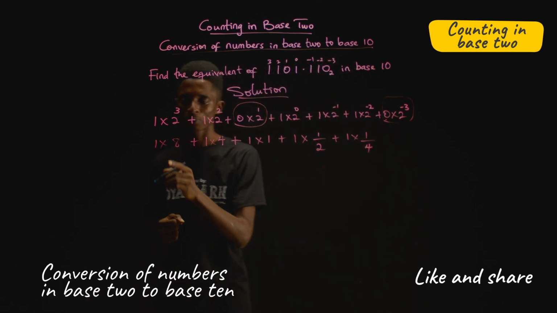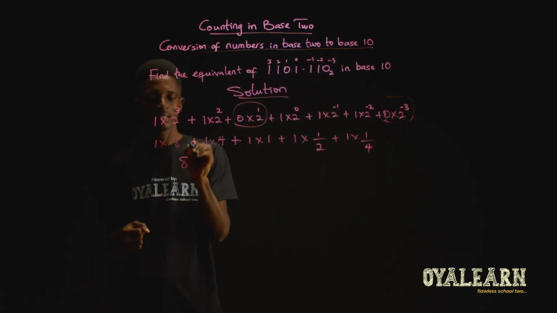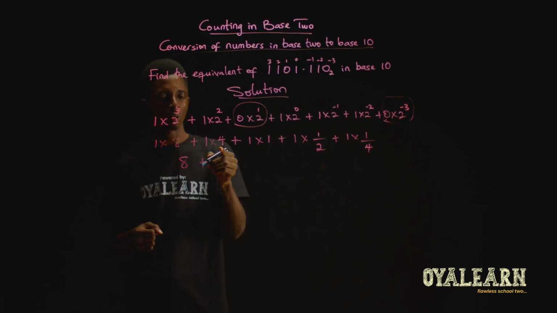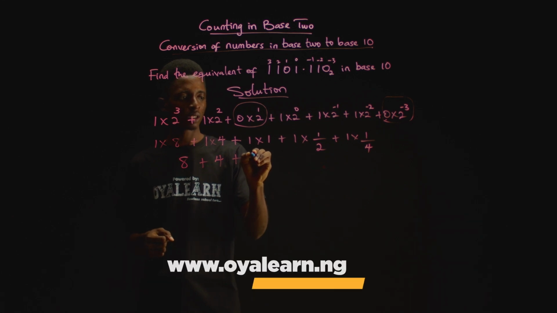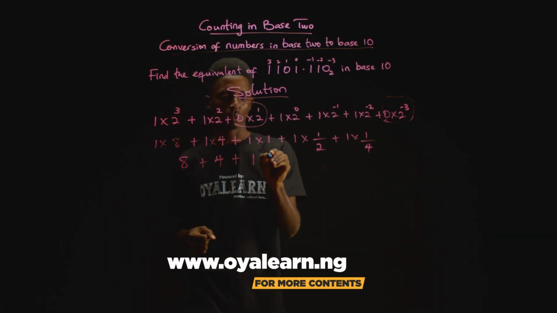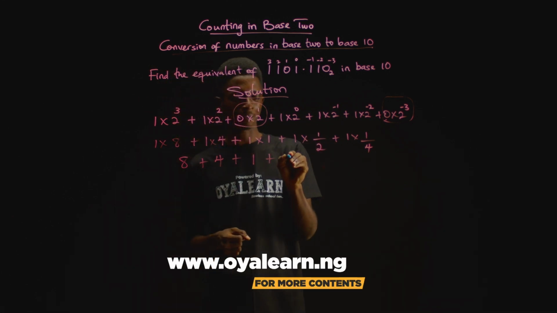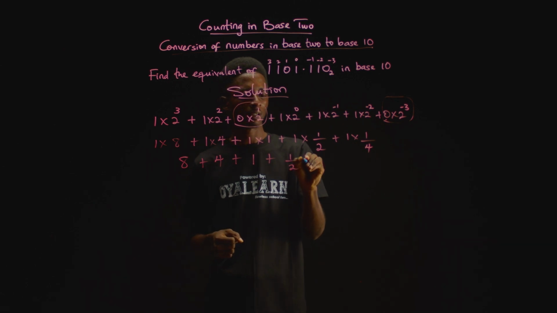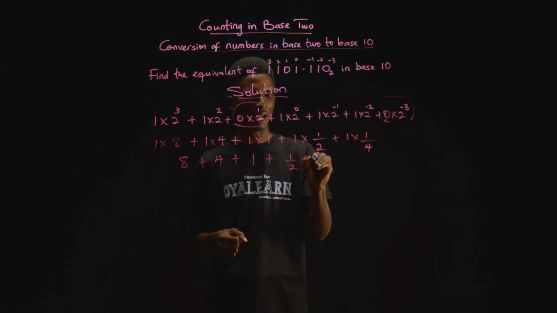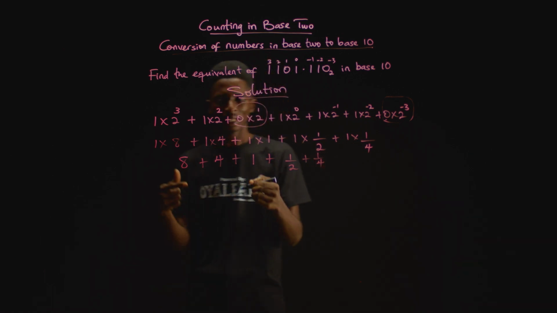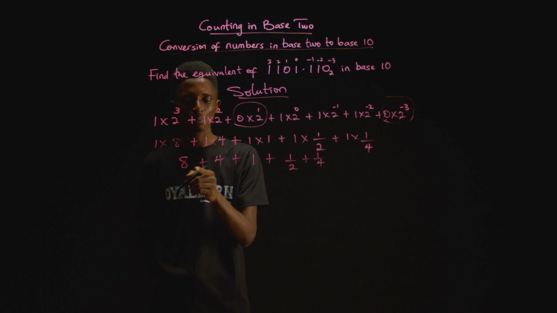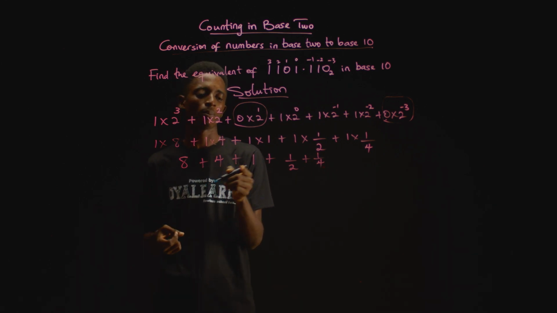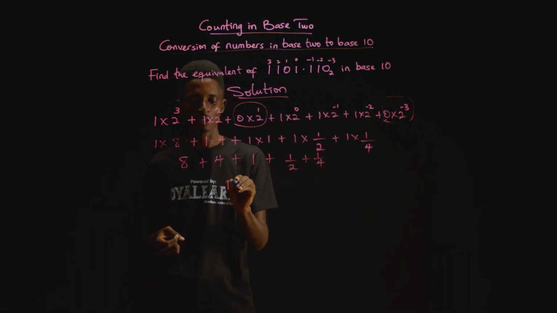Now let's simplify. 1 times 8, 8. Plus 1 times 4, 4. Plus 1 times 1, 1. Plus 1 times half. We still have half. Plus 1 times quarter, and we have quarter. Now when we sum up our whole numbers here, we have 8 plus 4 to give us 12, plus 1, and then we have 13.